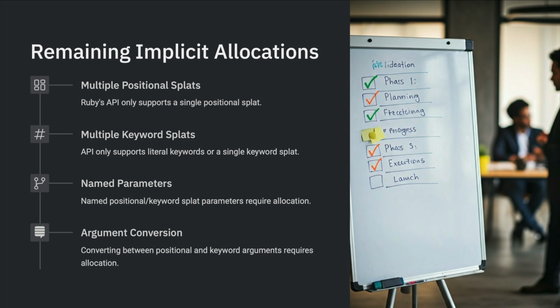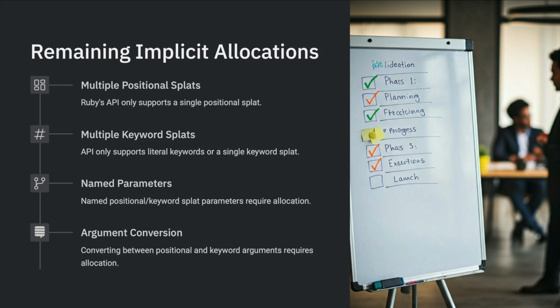Makes sense. Anything else on the caller side? Similar issue with keywords. If you mix literal keywords with a keyword splat, m(k1:, **k), or use multiple keyword splats, m(**k1, **k2), the caller still needs to allocate a hash. The internal API expects either just literal keywords or a single keyword splat hash, so the caller has to merge them into one hash first. Again, hard to avoid without changing the core API.